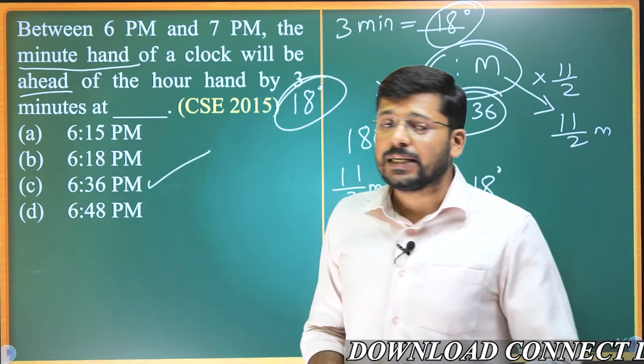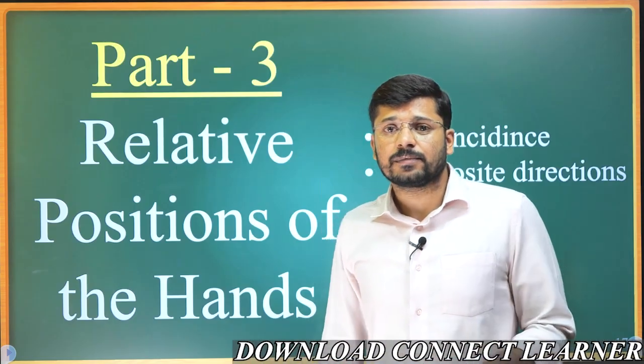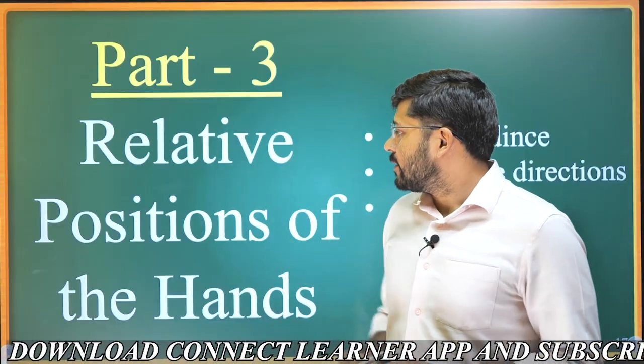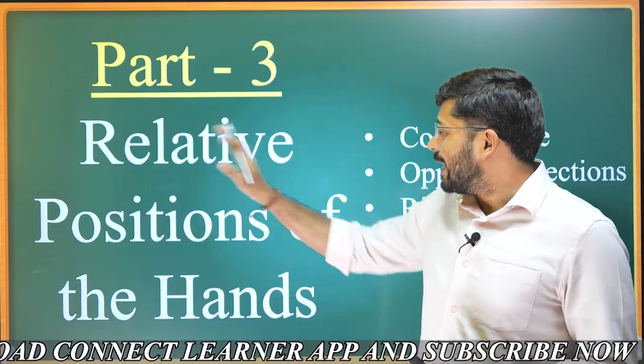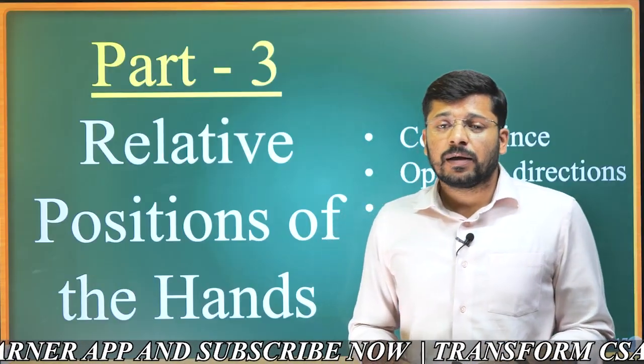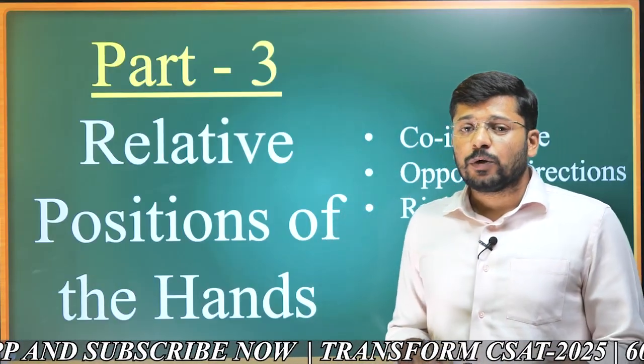Answer is option C, 6:36. Now we are done with part 2. In part 3, we will talk about the relative positions of the hands. What do I mean by relative positions of the hands? There are 3 types of relative positions.